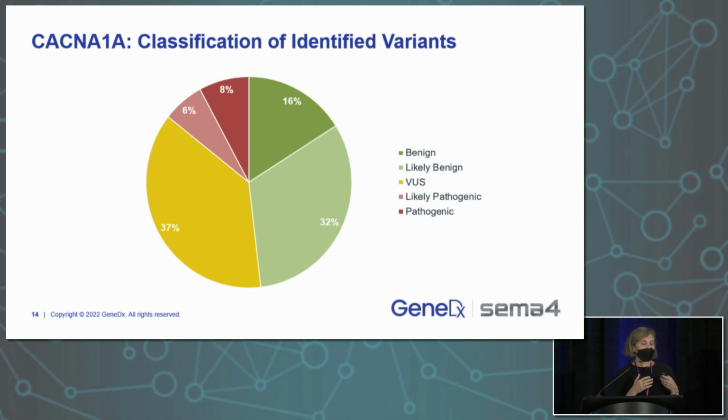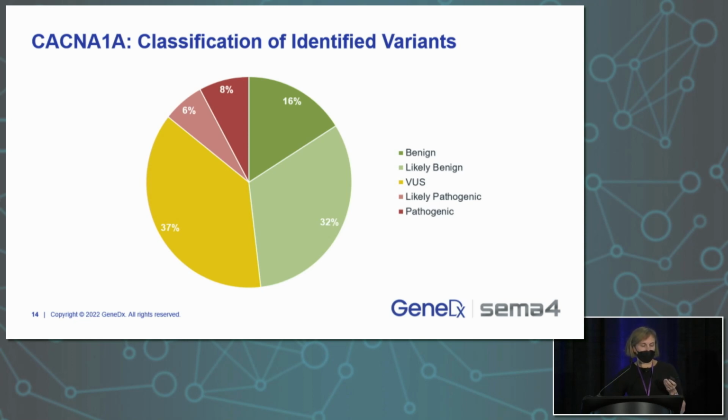Then we can look at the classification of the variants in our database and see how we have classified these. Overall, about 8% of the variants in our database are classified as pathogenic, and another 6% are classified as likely pathogenic. So about 14% of the variants, and remember these are variants, not patients. Some of these variants may have been seen in a lot of different people, but these are looking at the variants themselves. 14% of the variants are pathogenic or likely pathogenic.